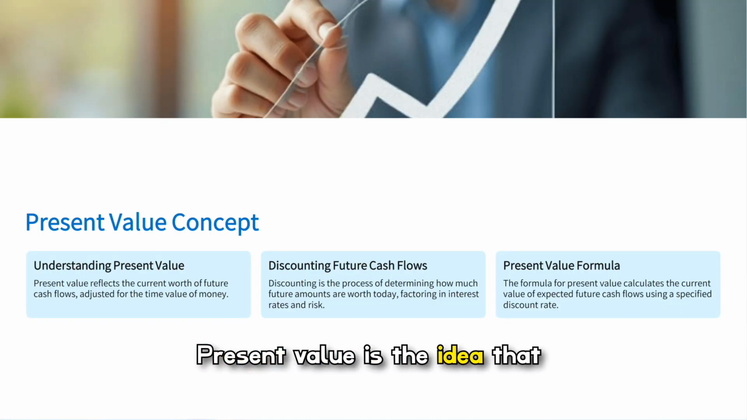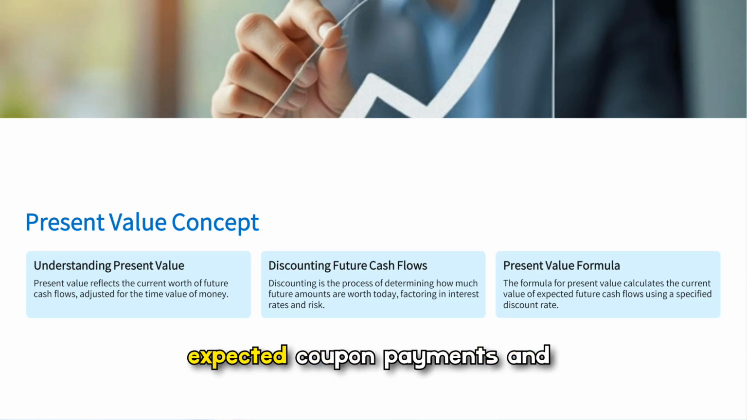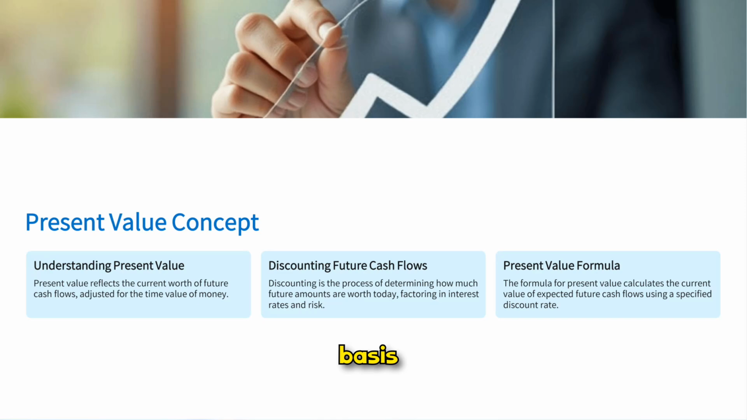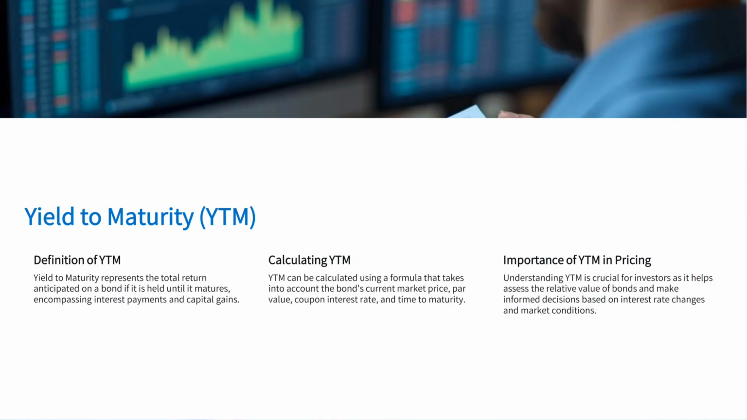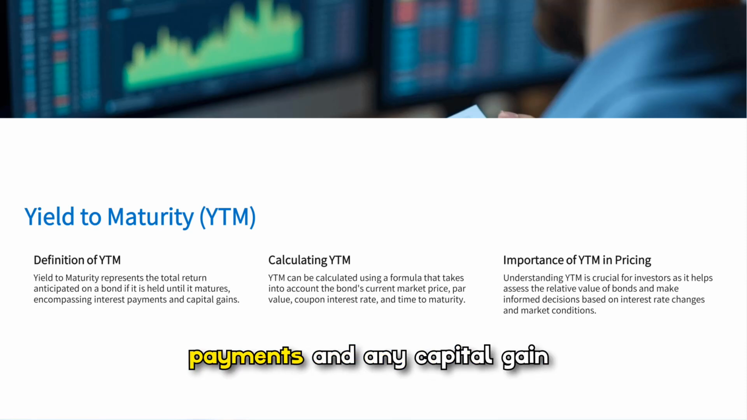Present value is the idea that future cash flows are worth less today, so we discount expected coupon payments and principal back to the present using an appropriate rate. Discounting accounts for time value and risk, helping investors compare bonds with different payment schedules and maturities on a like-for-like basis. Yield to maturity, or YTM, represents the total return you'd get if you hold a bond to maturity, combining interest payments and any capital gain or loss.